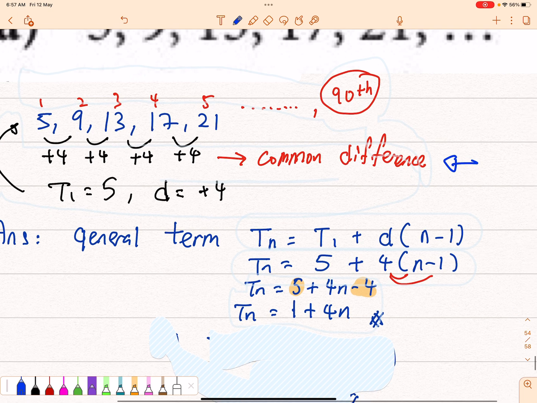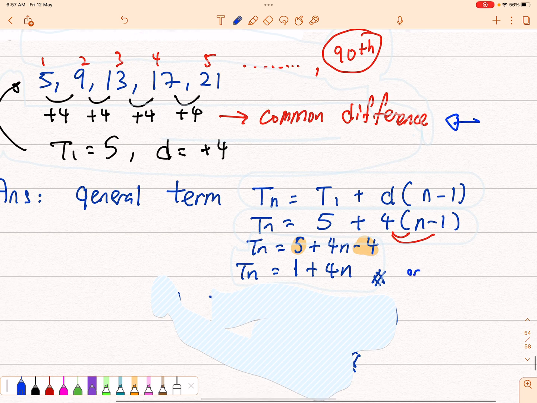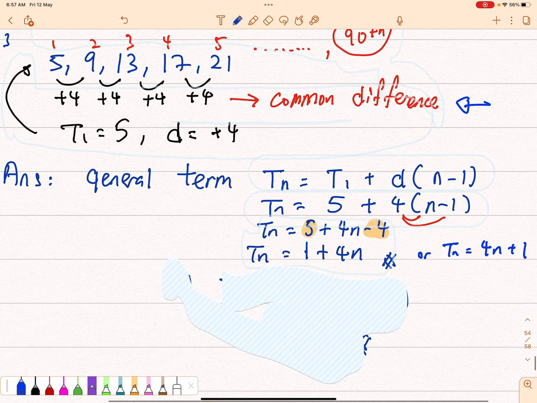So you could write term n is 1 plus 4n, or you could write term n equals 4n plus 1. To me, both are equivalent, so I won't be bothered to really switch the position. I will probably write the answer as the first one. Okay.